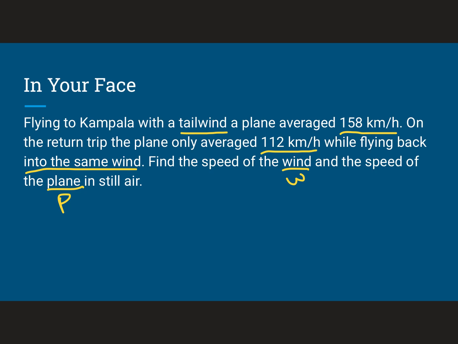So a tailwind means that as my airplane is flying, my little airplane here, we're going to make a horrible picture of an airplane here. So my little airplane, and it's got the wind pushing it. So here's the back of my plane. It's the front of it. So the wind is pushing my plane on the way there. So the plane is being added. The wind is adding to the speed of the plane. So I have the plane plus the speed of the wind equals 158.